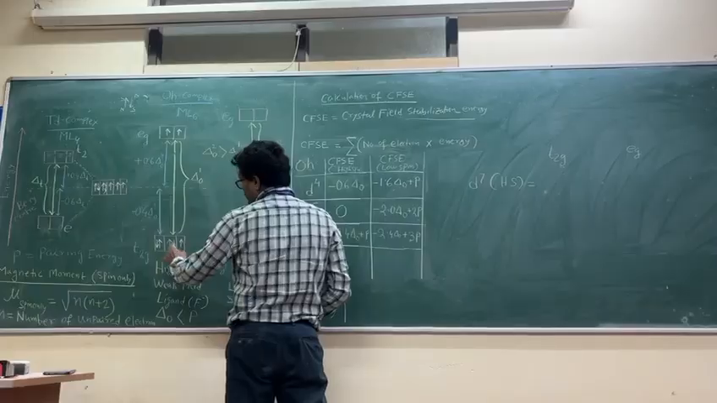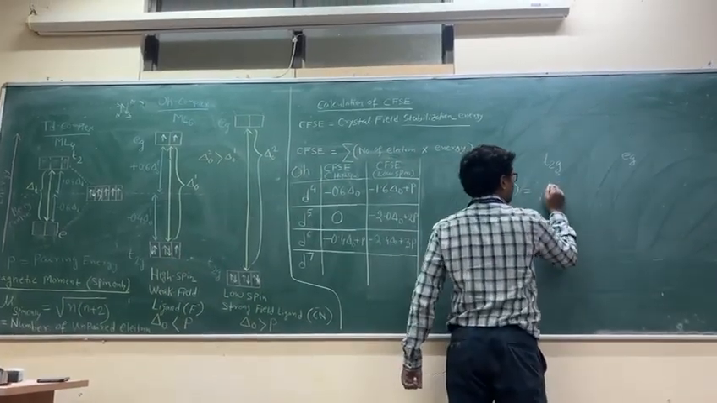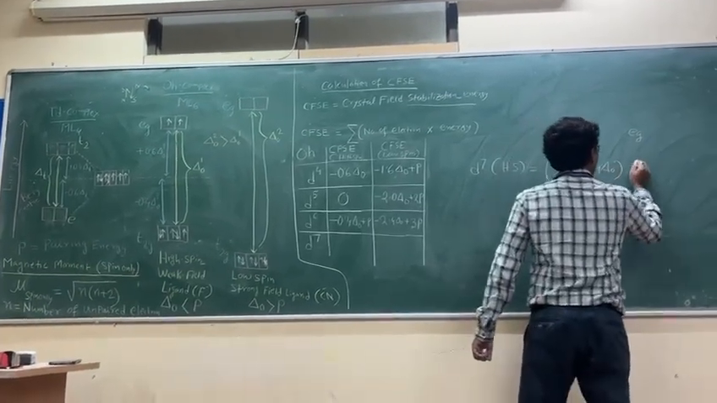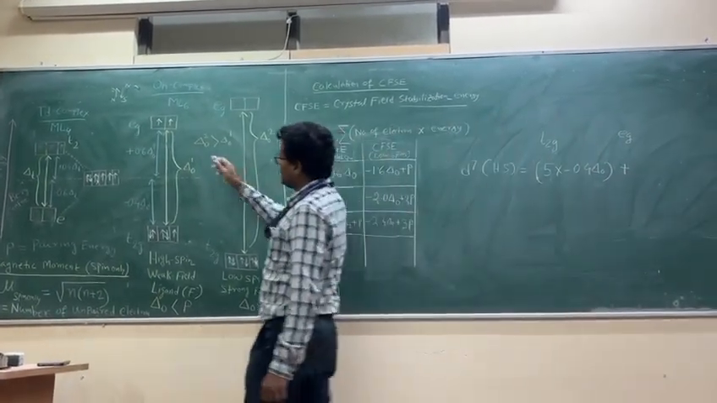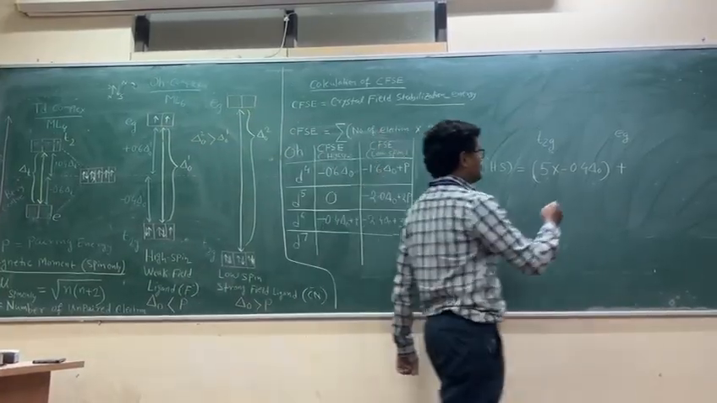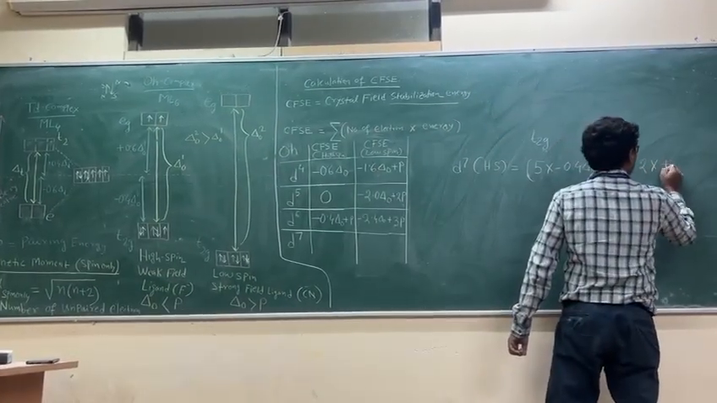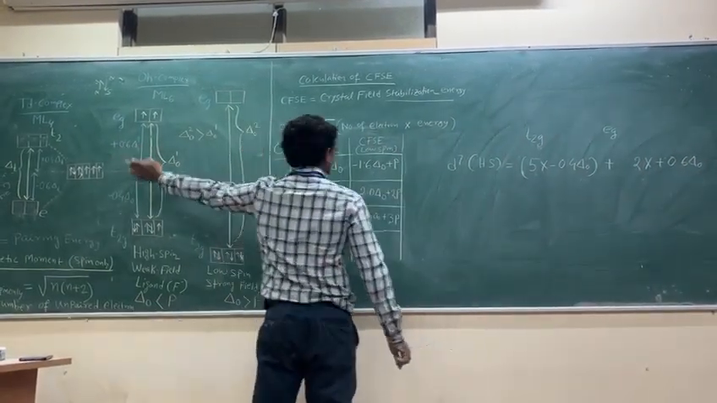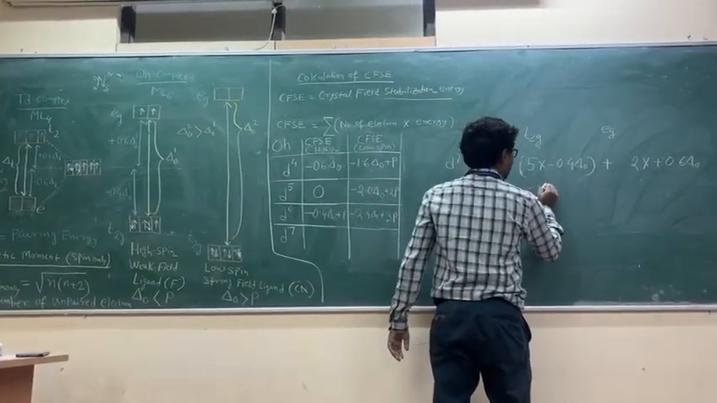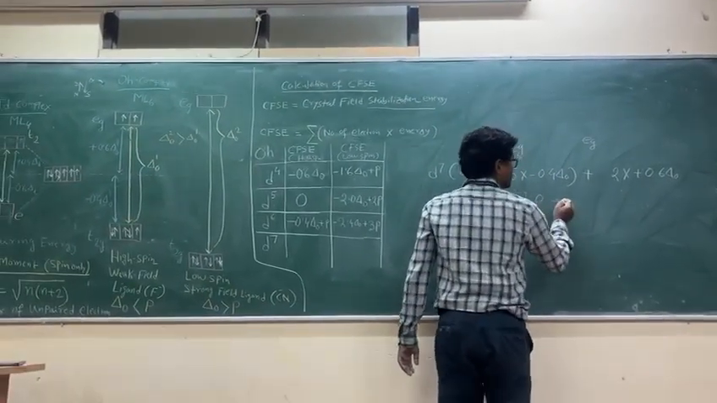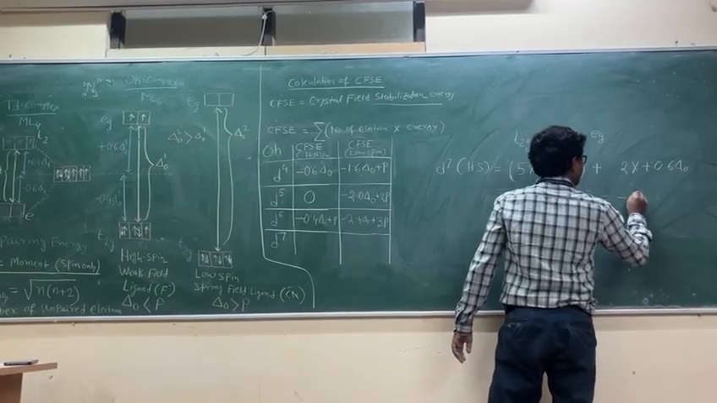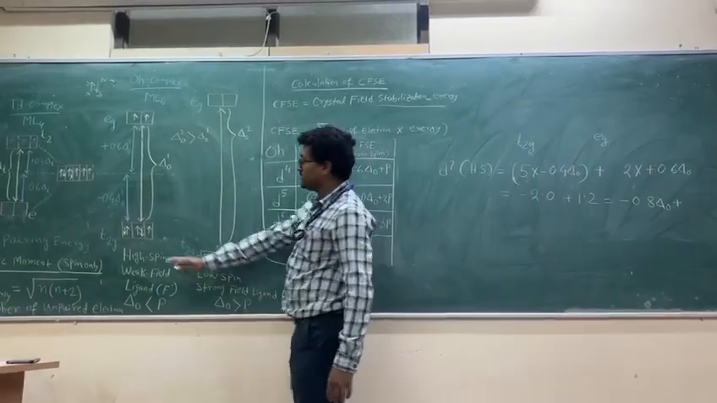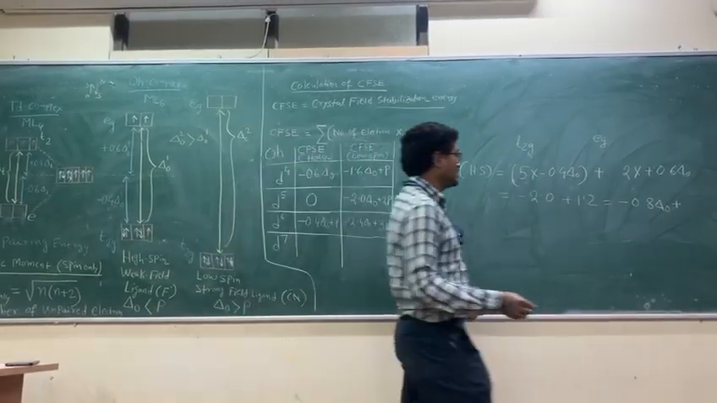for the high spin complex, in the t2g level the total number of electrons is 1, 2, 3, 4, 5 electrons. So 5 into minus 0.4 delta O, plus the eg level has 2 electrons. So 2 into plus 0.6 delta O, because the eg level energy is plus 0.6. So the total energy will be minus 2.0 plus 1.2, which is minus 0.8 delta O, plus there are 2 pairings. So we have to write here plus 2P.